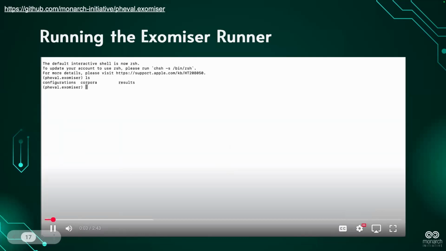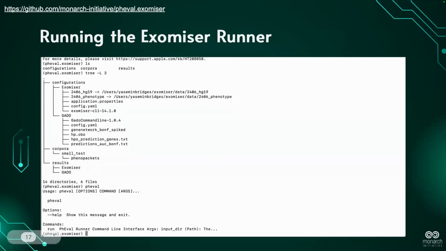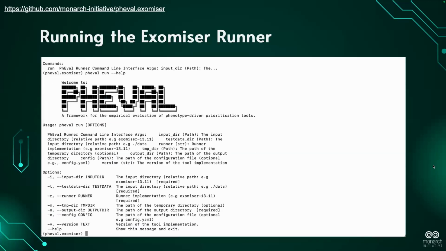So here I'm just showing you where I am within the directory structure, and you can see this is the same one that I've shown in the previous slide. And then we can check the PhEval installation by just typing in pheval, and you'll get the commands that we have at the minute. And this is the main pheval run command that we have. And then there's also all of the arguments that we need to be able to run it, and the descriptions of what each one actually is.